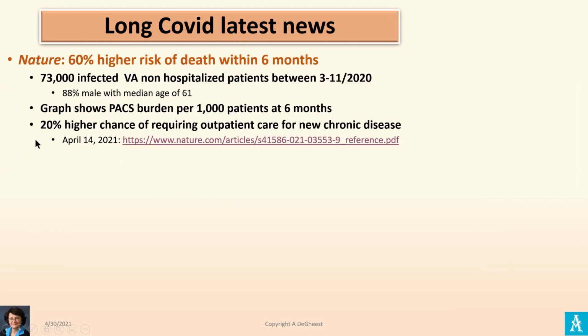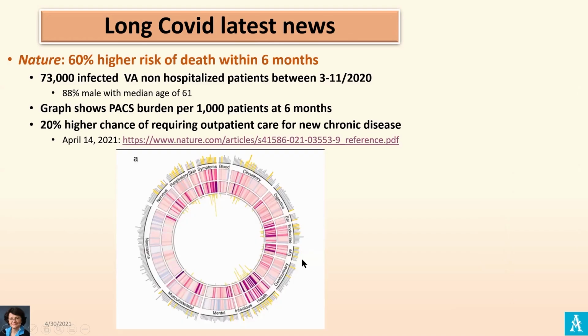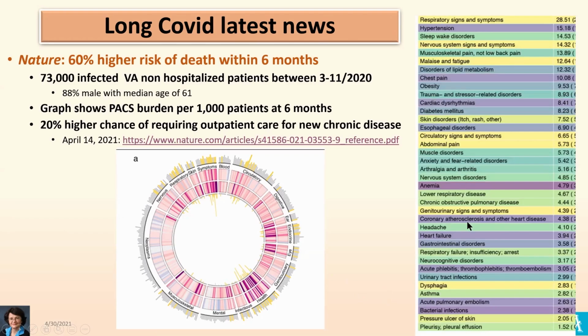And you have a 20% higher chance of requiring outpatient care for new chronic diseases that got triggered by the disease. And this is to give you an idea from the graphic that it basically hit everything: musculoskeletal, mental, infectious health, sex, digestive, circulatory, blood. I mean, it's the whole body that's being affected. This is to give you the long list.